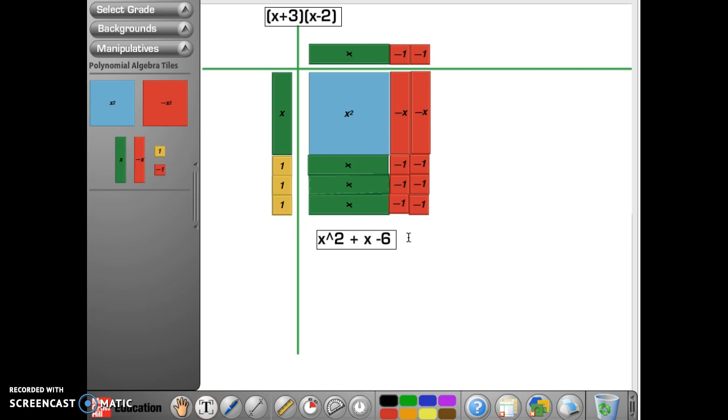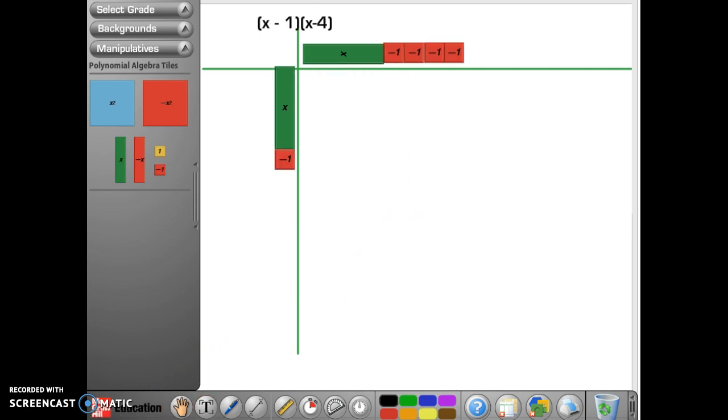Let's clear our mat and try another example. Here we have x minus 1 times x minus 4. So along the left-hand side, I set up x minus 1, and along the top, I set up x minus 4. We know x times x gives me x squared. And if I have x times negative 4, I have negative 4x's.